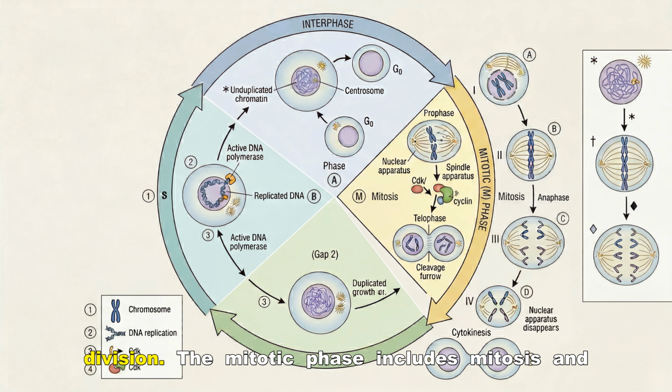The mitotic phase includes mitosis and cytokinesis, where the nucleus divides and then the cytoplasm splits, producing 2 daughter cells. On the MCAT, you may be asked to identify which phase a cell is in based on DNA content. Cells in G1 have 2N DNA. Cells in S are between 2N and 4N, and cells in G2 and mitosis have 4N DNA.